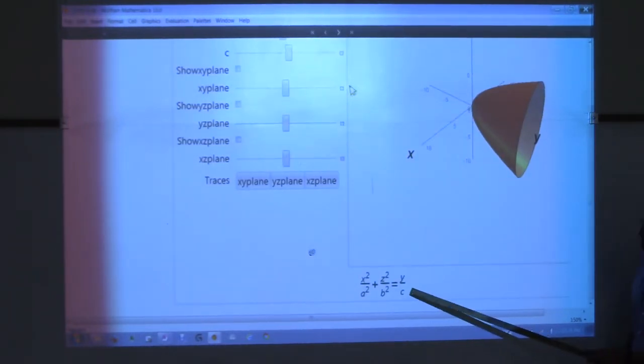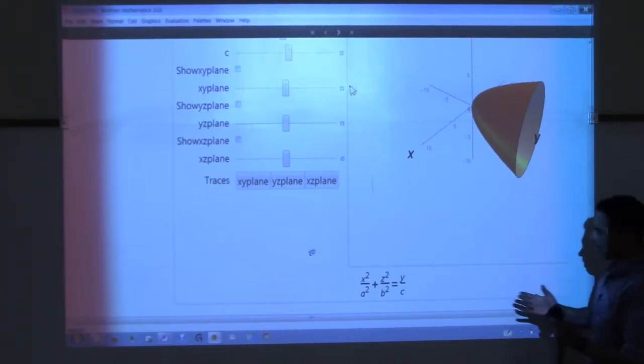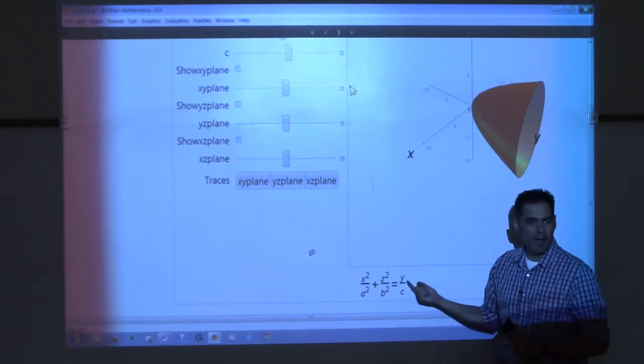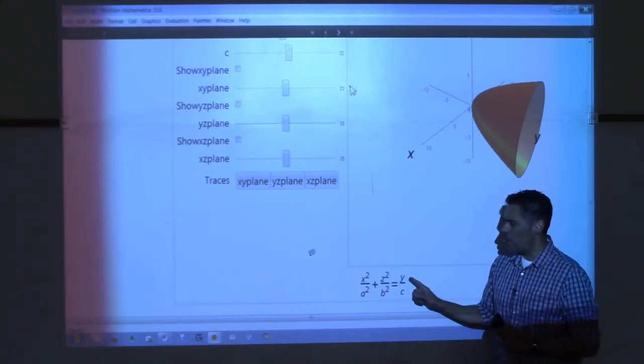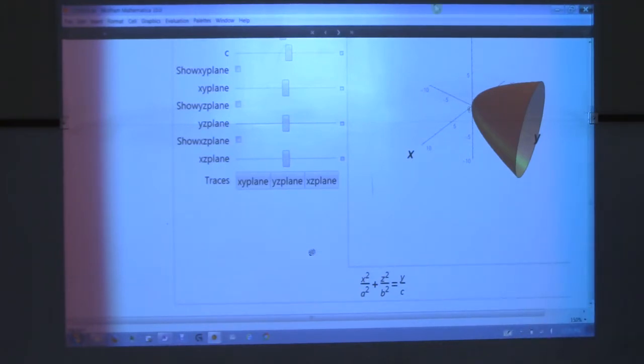What is this? Maybe you can tell me what that is just by looking at it. Is that still an elliptic paraboloid? Yes, we've got all three variables appearing. Two of them are squared. The other one is to the first power, right? So this should open out the y-axis. That's what it does.